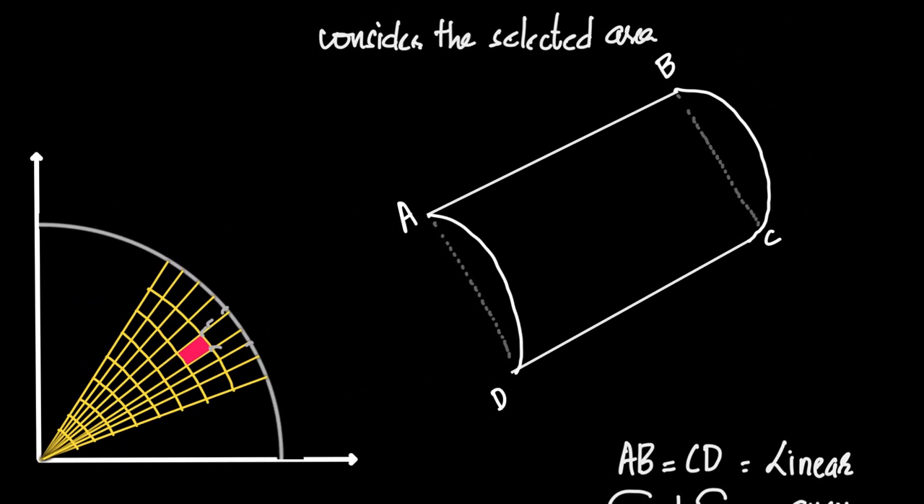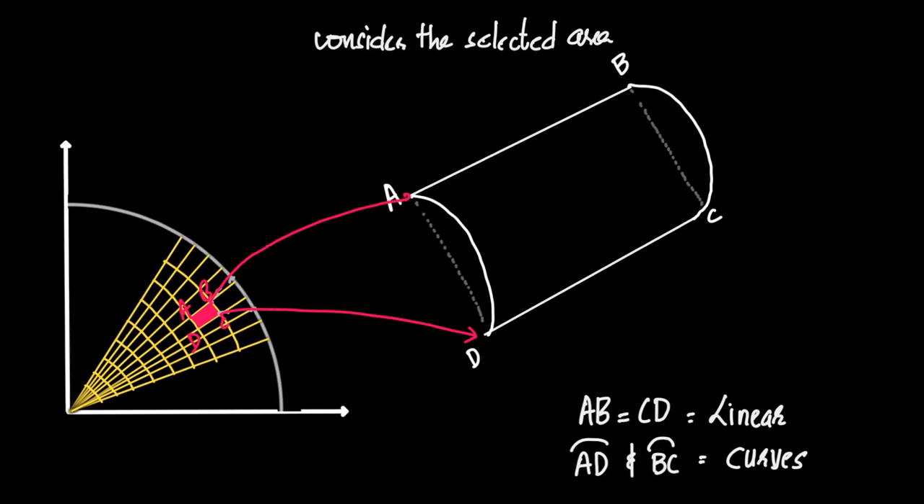When I say select one area, what I mean is consider only this small elemental area, the one highlighted in red color here. Let us name this area A, B, C, D to be more precise. So we have A, B, C, D.